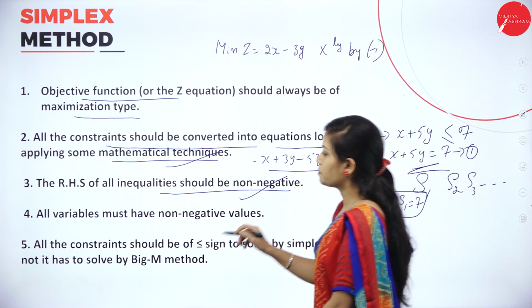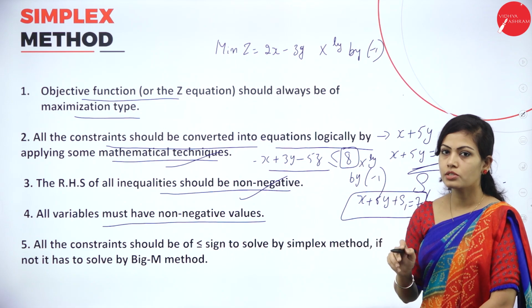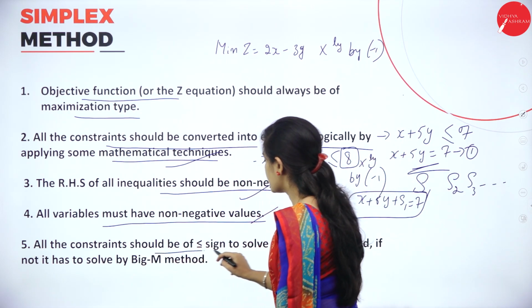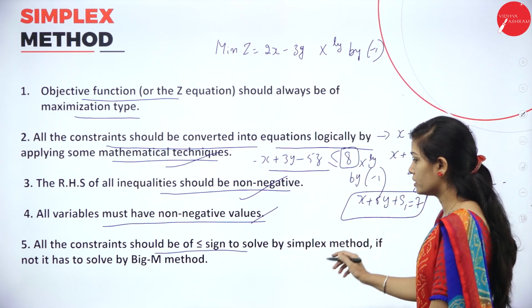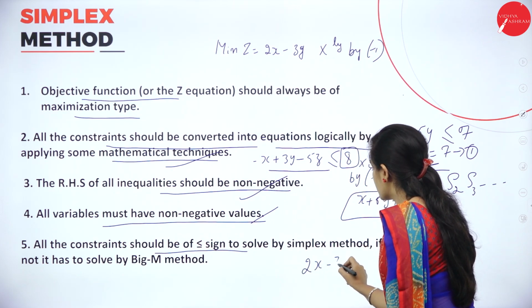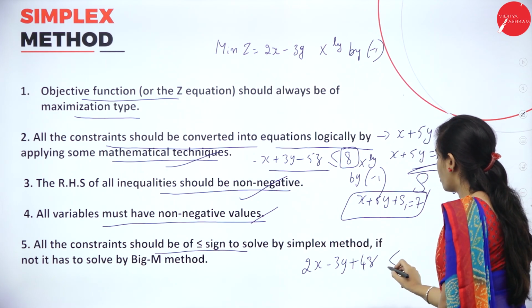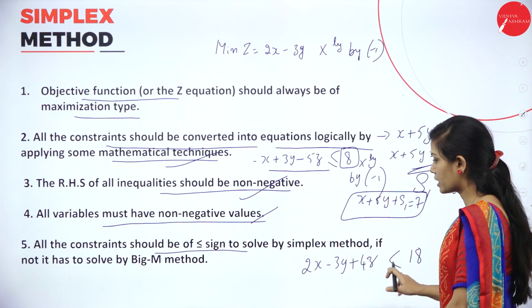The next step is that all variables must have non-negative values. So all variables and all the constraints should be of less than or equal to sign to solve by the simplex method. For example, 2x minus 3y plus 4z less than or equal to 18. So now this is one constraint.